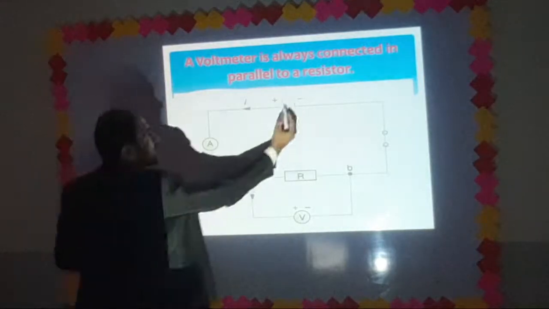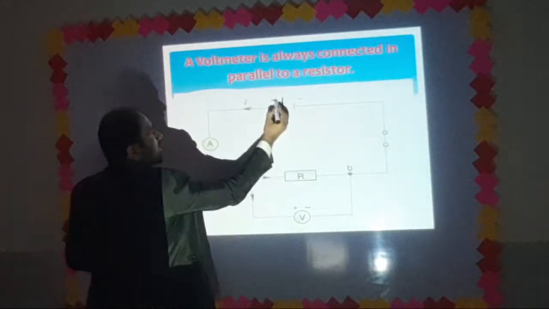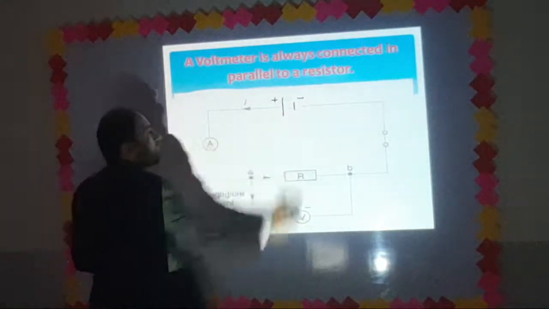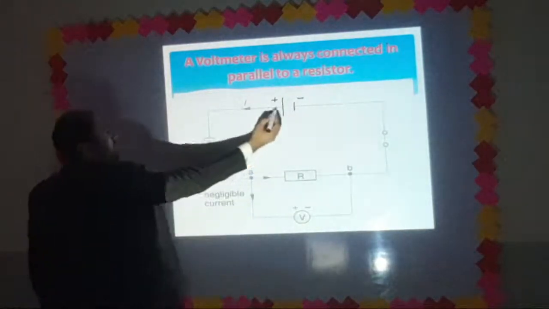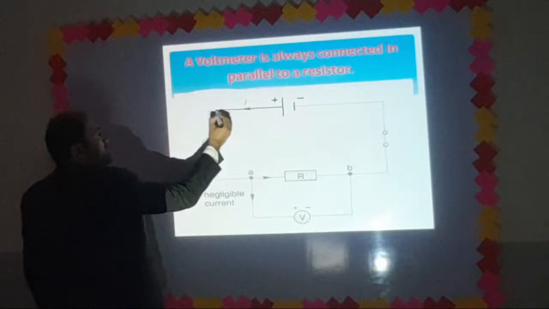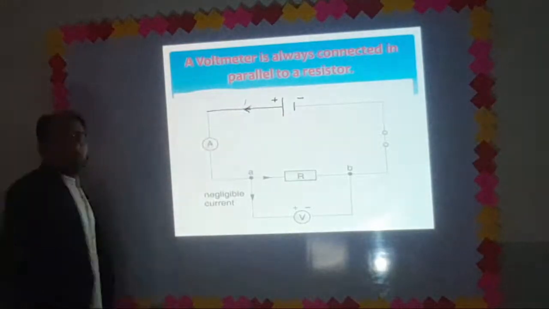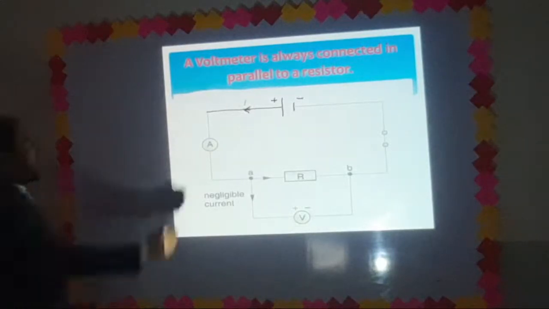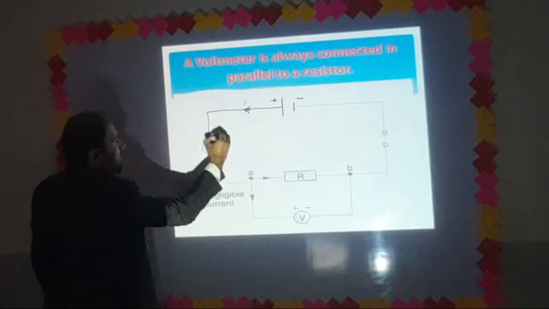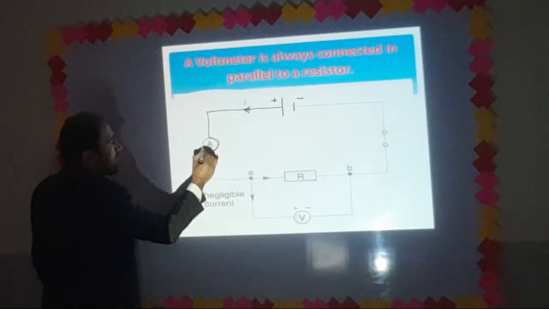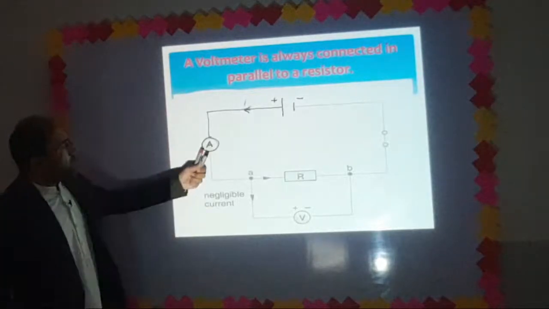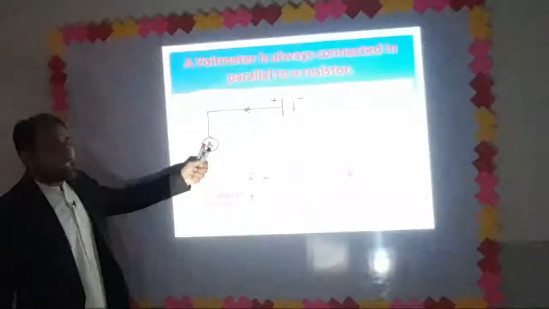Have a look. This is the positive terminal of the battery. This is the negative terminal of the battery. Conventional current will flow from the positive terminal and will pass through the ammeter. Here the ammeter has been connected in series. The ammeter will be able to measure the current.